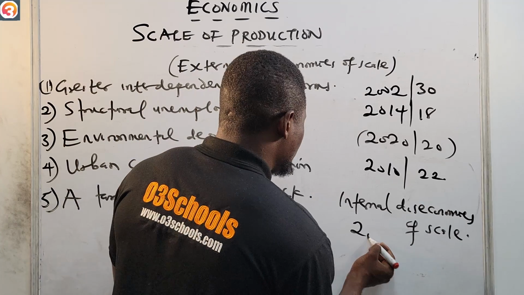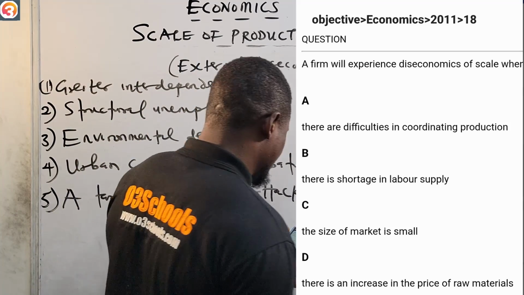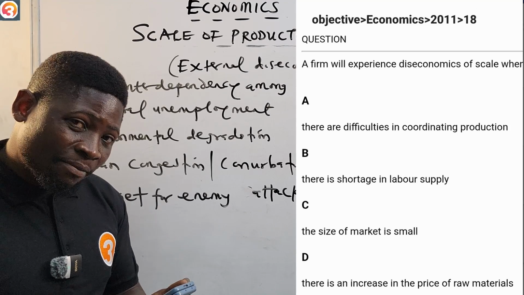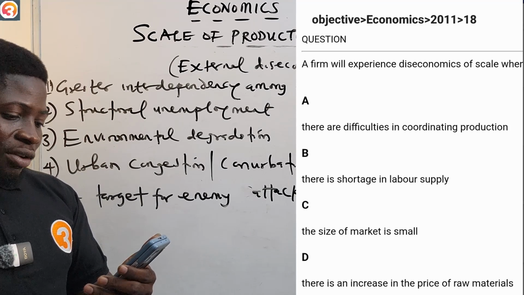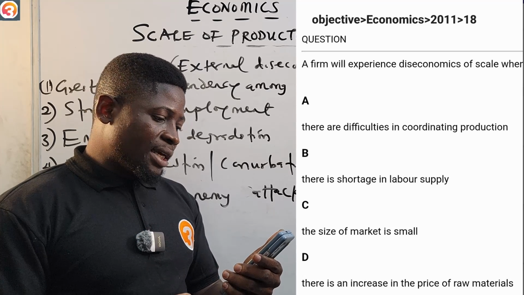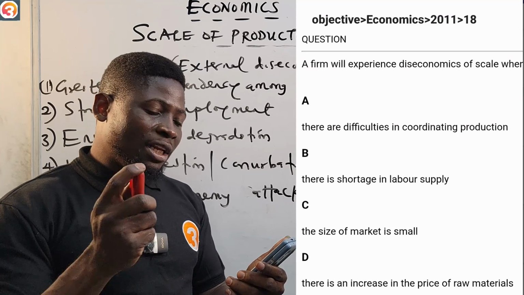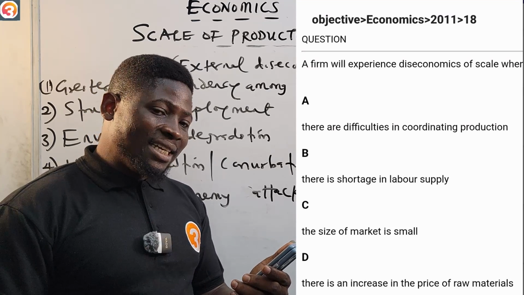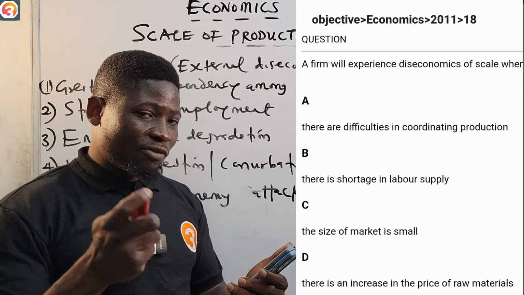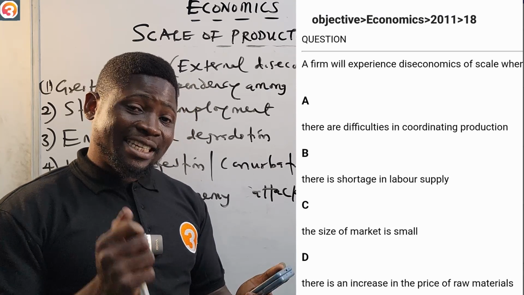2011, we have 2011 number 18. It says a firm will experience diseconomies of scales when A says there are difficulties in coordinating production. B, there's shortage in labor supply. C, the size of the market is small. D, there's an increase in the price of raw materials. The correct answer is there, looking at you.